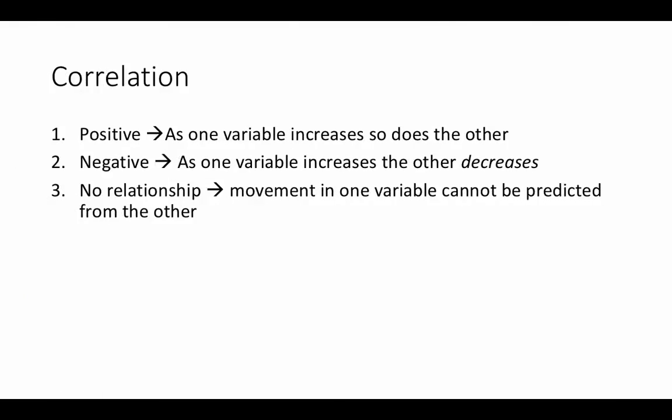Correlation can be classified three different ways. There can be a positive relationship, and this means as one variable increases, the other has a tendency to increase. There would be a negative relationship where as one variable increases, the other has a tendency to decrease. And there may be no relationship at all, so movement in one variable couldn't be used to predict movement in the other.